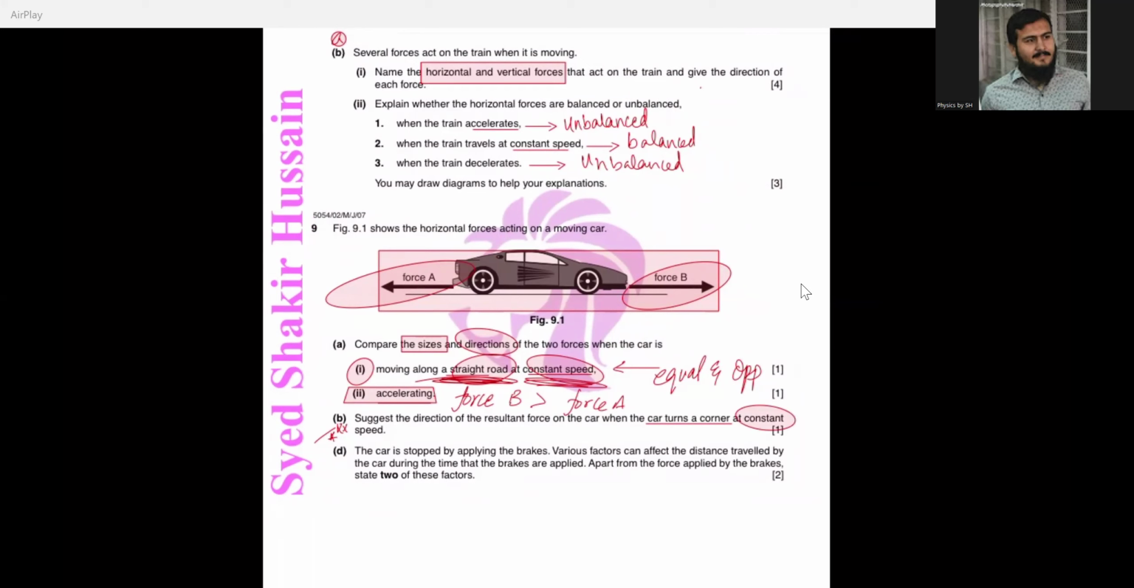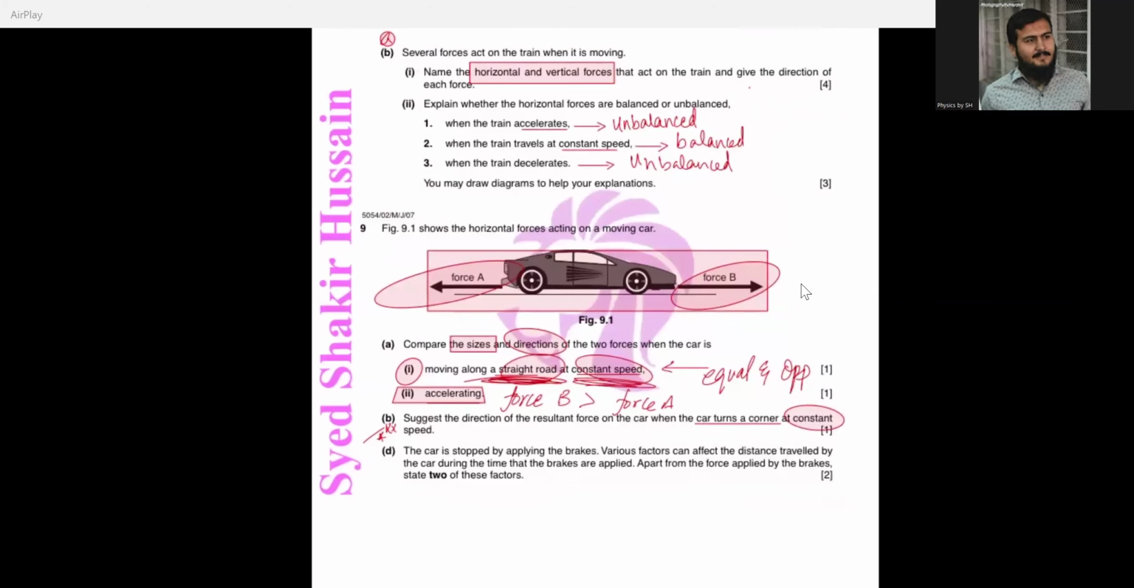All right. Zainab, I have done the explanation to your question. Did you understand that, or do you want me to repeat? In 9A1, the forces are equal and opposite. Okay. All right, good. Okay.